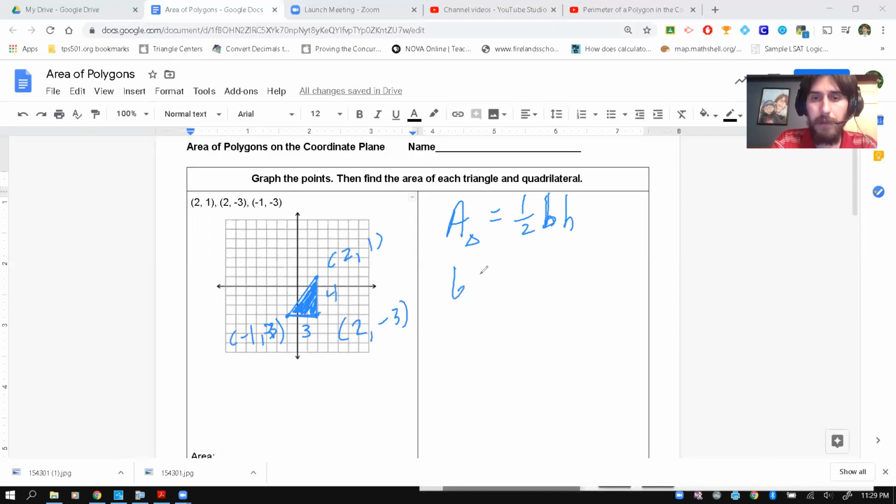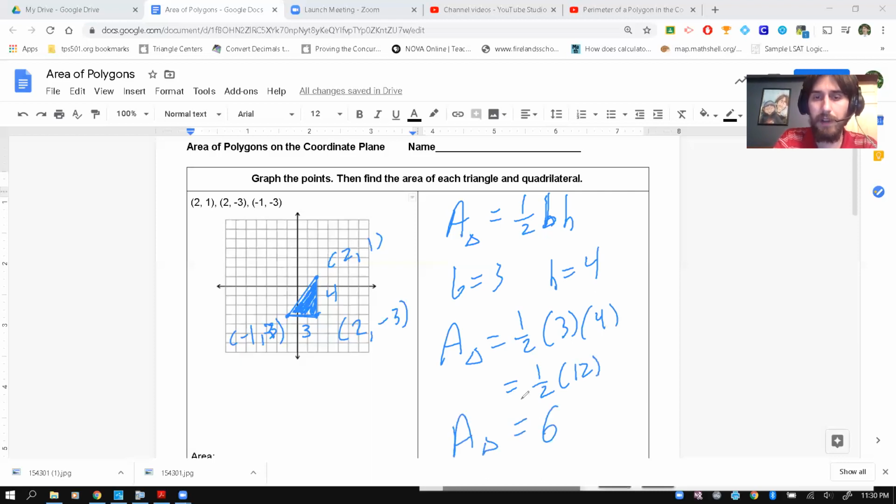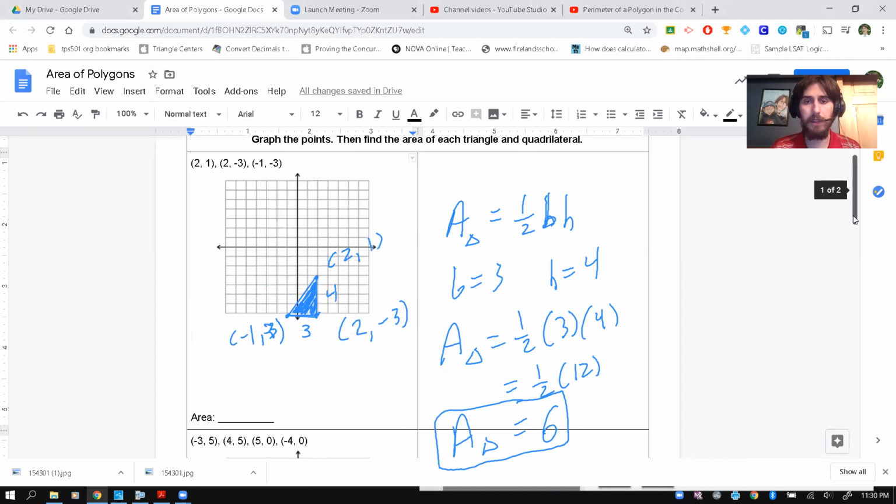So for our triangle, we have a base of 3, a height of 4, and so the area of our triangle will be 1/2 of 3 times 4, which is 1/2 of 12, which is 6 units squared. So the area of our first shape here is going to turn out to be 6 units squared. And again, you find that by plotting the points, connecting them to make a shape, and then identifying what that shape is, finding the formula for that shape, and then plugging in the numbers for that formula and calculating it.